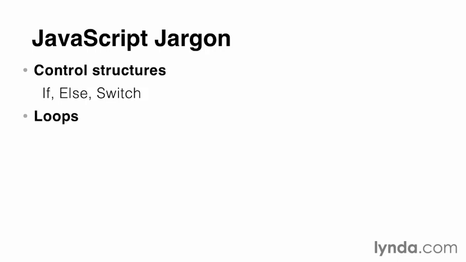There's also this notion of loops. There are a couple of main types that you'll use in JavaScript. One is the for loop, which we'll see a lot, and a while loop. I'm not going to explain what those are at the moment, but just know that they are both ways to do something over and over again until such time as you need to stop.